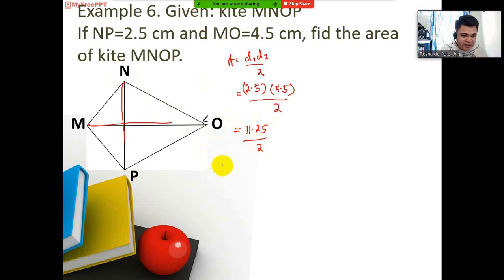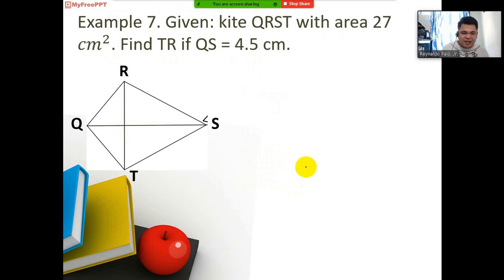So the area of the kite is 5.625. This is already your final answer. Don't forget to write the unit. Since it is area, you have to write square centimeters. For area, the answer must have a unit of square units, of course. So that's already the area, 5.625 square centimeters. Alright, let's have the last example.